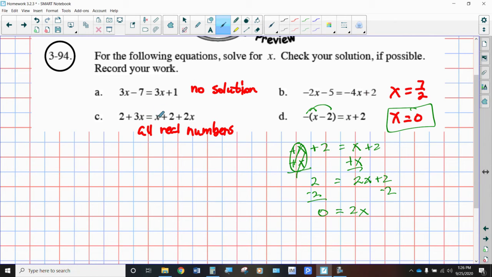And in this case, when you add the x and the 2 x's, you get 3x plus 2 is equal to 3x plus 2, or 2 plus 3x. They're the same expression, one simplified. So infinite solutions, all real numbers work.